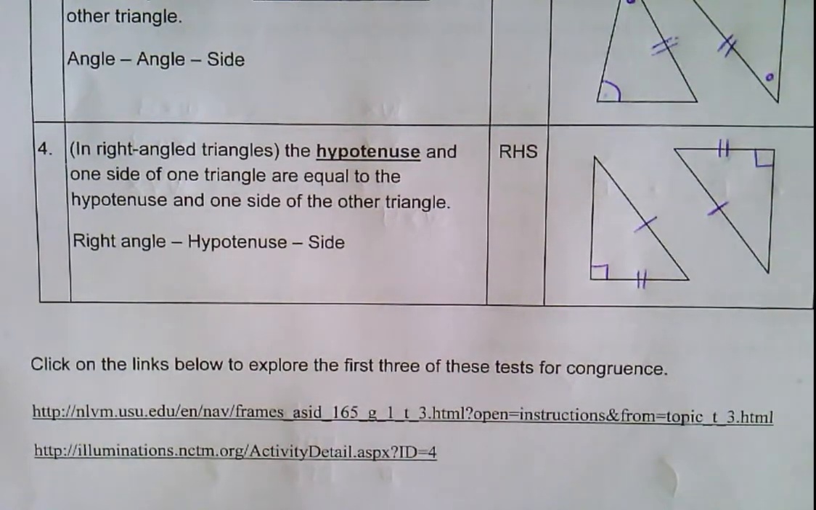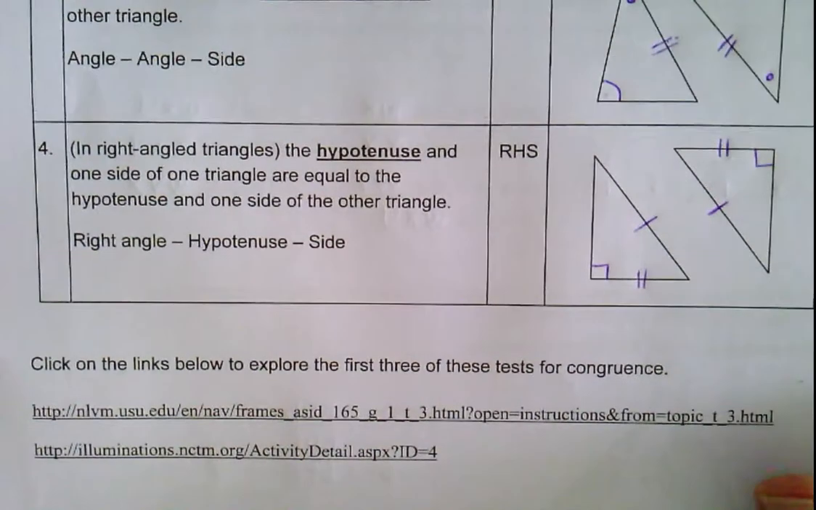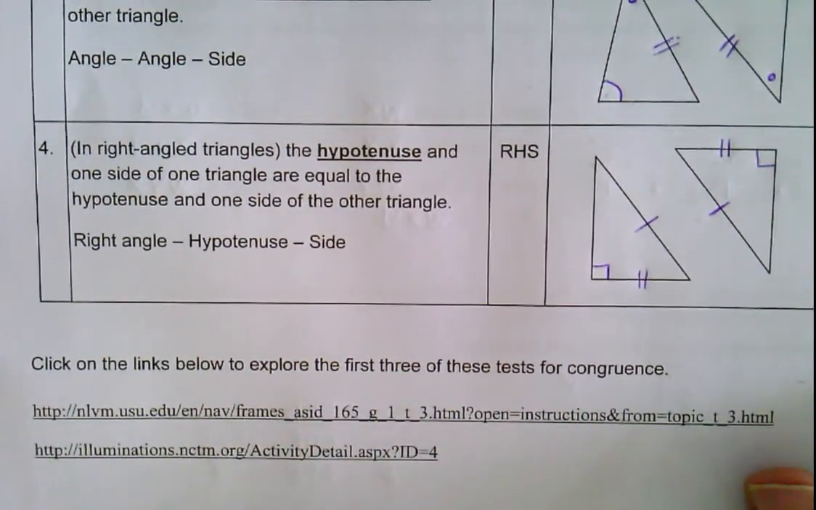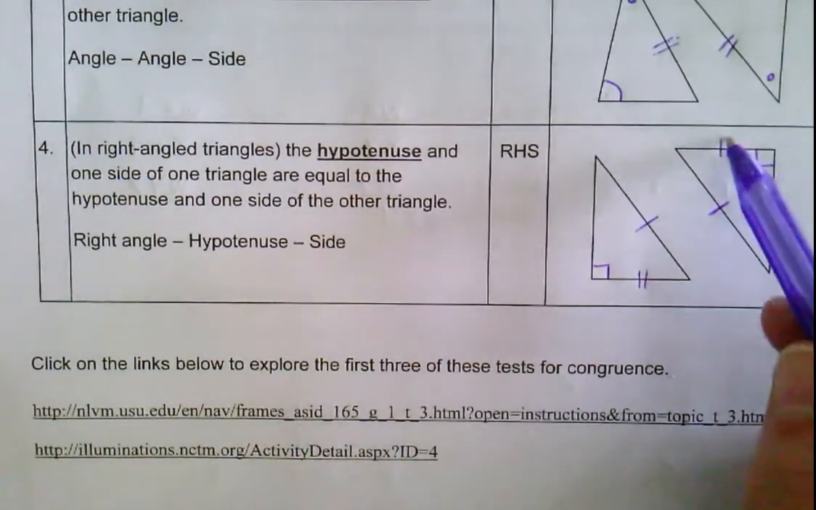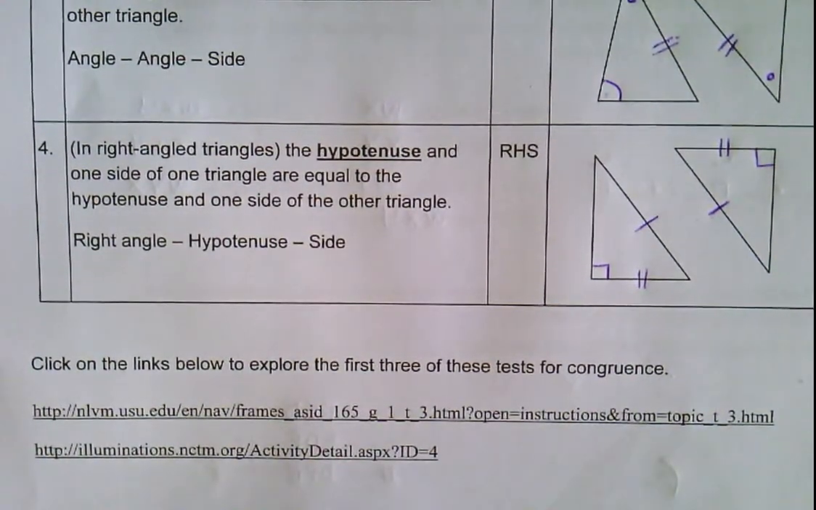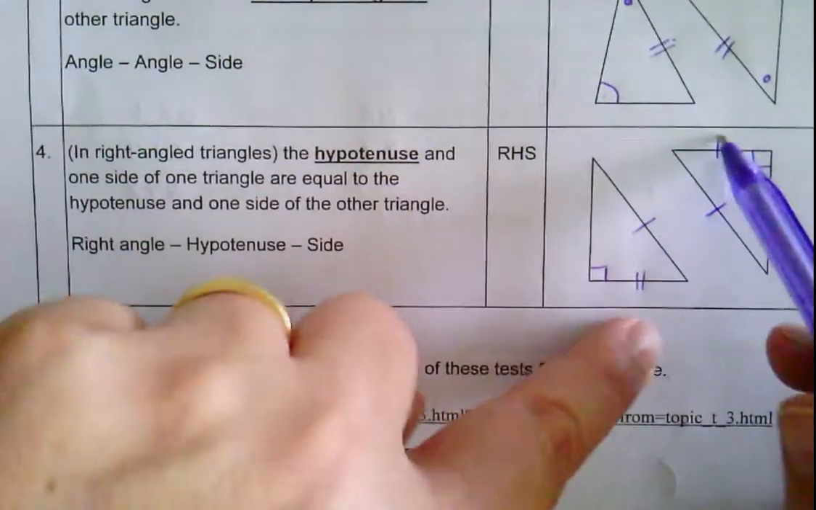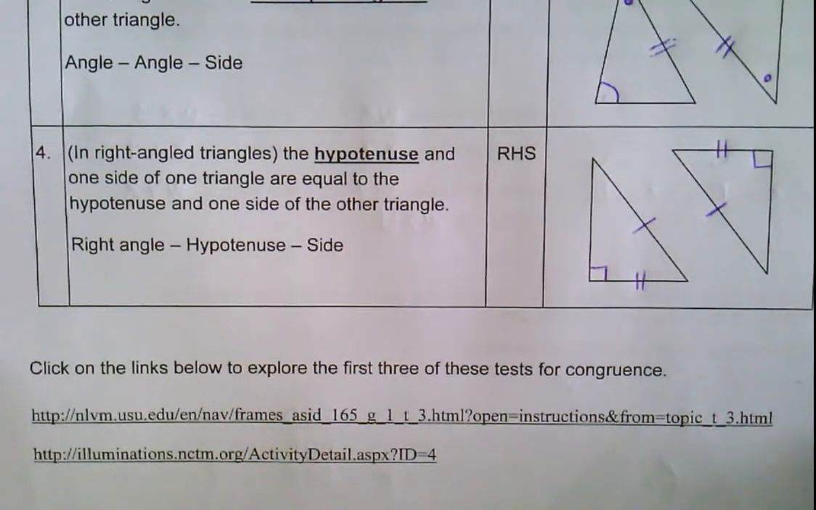Now ladies, this is not SAS. Yes, we've got two sides, but do you notice the angle's not in between? Girls? We've got two sides, but the angle's not in between. This is different to SAS. This is right angle, the hypotenuse, and another side.